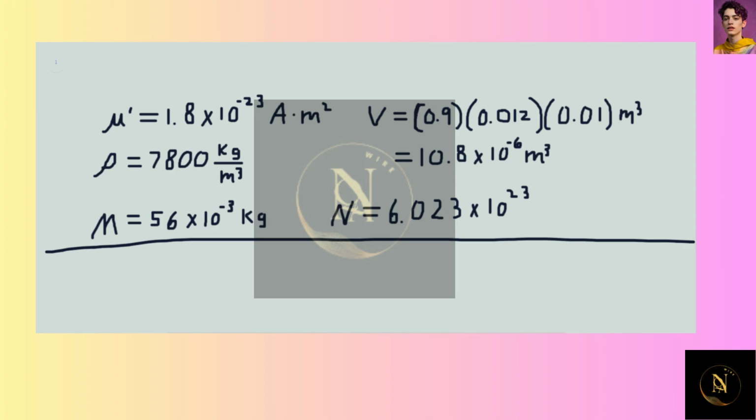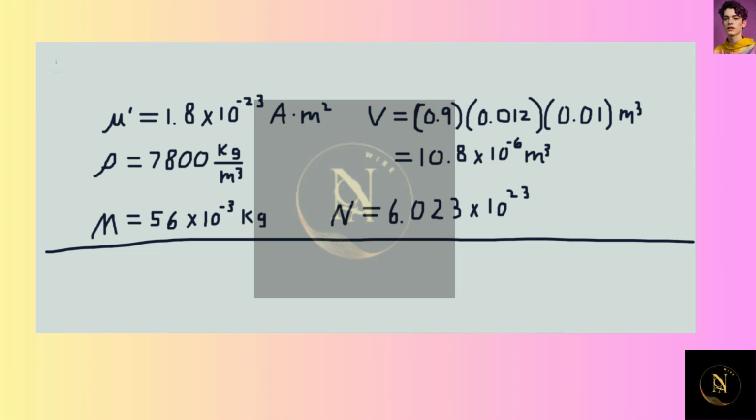We also have the atomic mass of one atom of iron, M, capital M, which is 56 times 10 to the minus 3 kilograms. I also wrote out Avogadro's number, which I called N, and it's 6.023 times 10 to the 23rd. And we're going to use Avogadro's number as well for this.